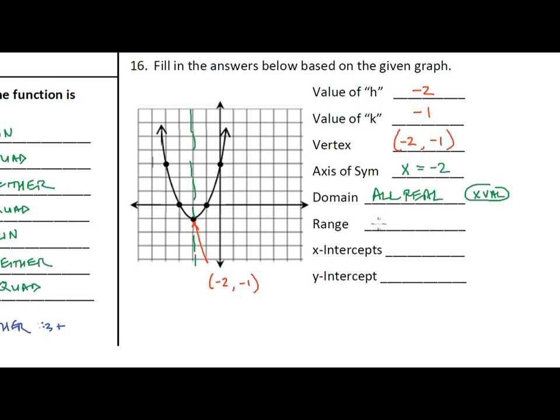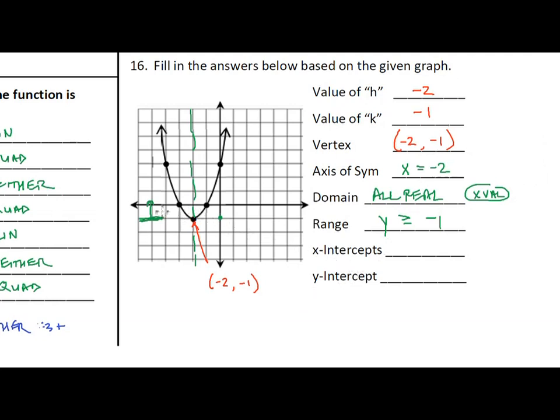Our range is going to be, in this case, we'll never go below this line right here. So our range is going to be y is greater than or equal to, and here's our k value, -1. Take a look at it. Y can get down to -1 right here, but it never goes below that. But it will forever go above that as this parabola grows.